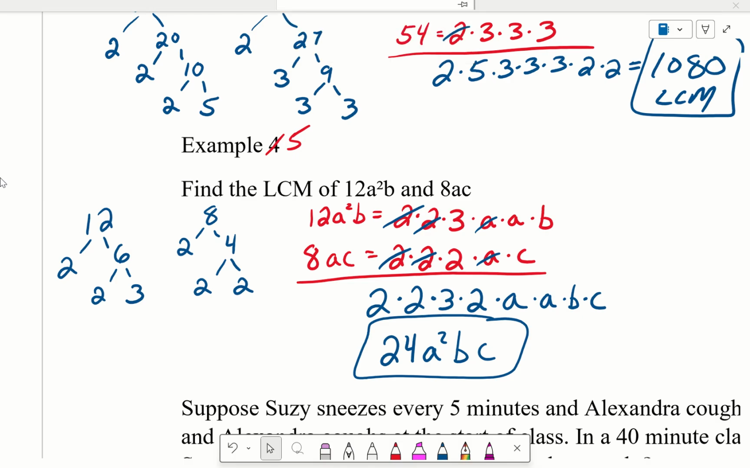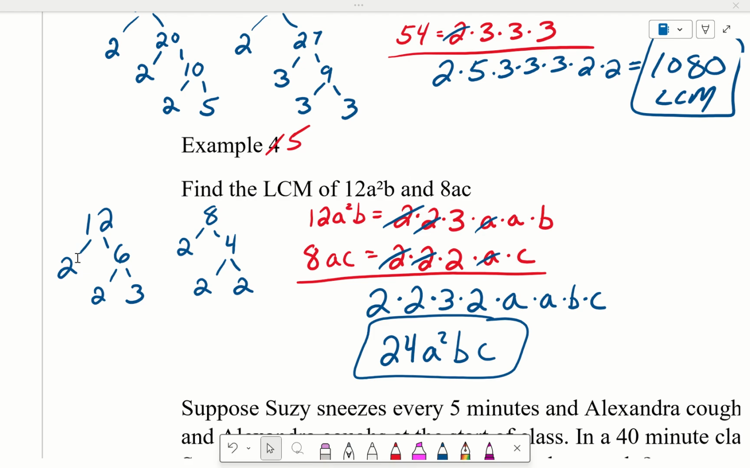All right, so 12, this is 2 and 6. 6 is 2 and 3. 8 is 2 and 4. 4 is 2 and 2. You could probably also just think about the multiples of 12 and 8, and you would get 24. But for the sake of the variables here, I'm going to show the prime factorization. So 12a squared b. Make sure you show this on the left side. On the final exam, we had some folks that were not showing this on the left side. It's important that you do.